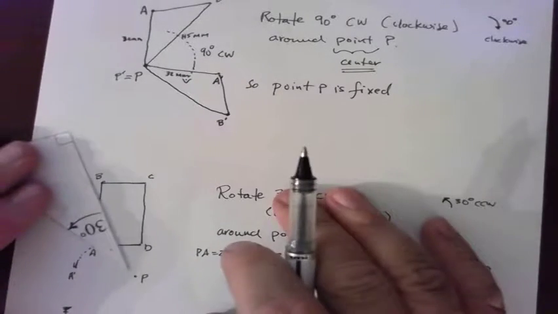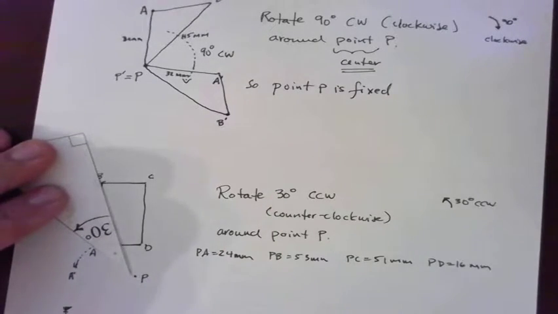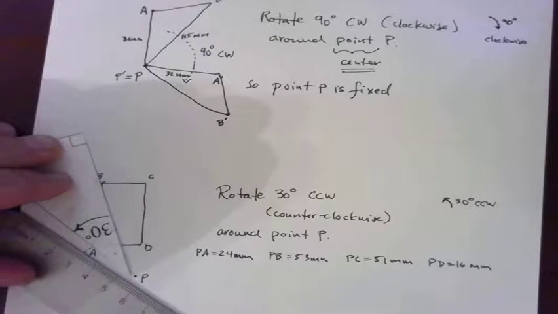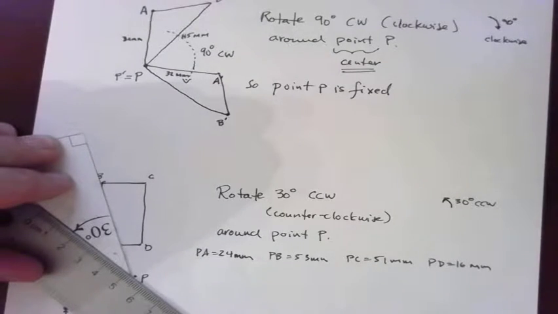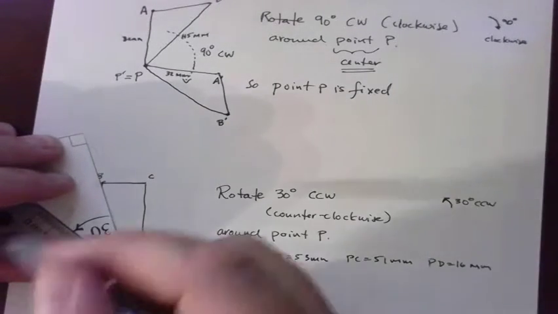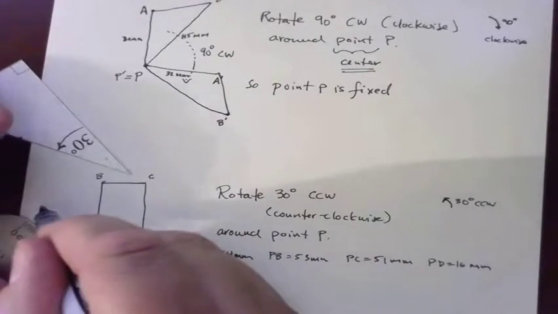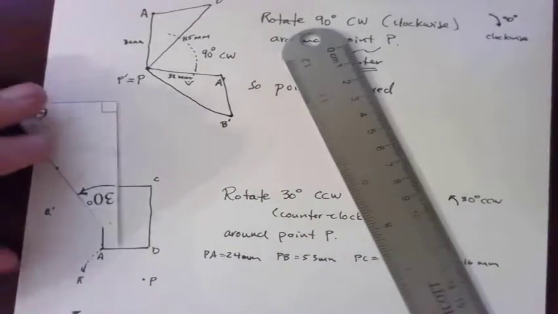So now we're going to put it along PB. There I've laid one side of the angle from P to B, and then the other side of the angle is going to be PB prime. So I have to measure the 53 millimeters that it is from P to B. So that point will be right around there. This ends up being a little bit sloppy.